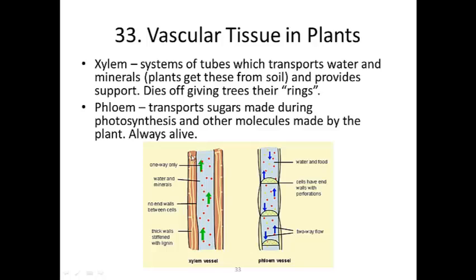So here's a xylem, and you see that in the xylem it is one way. We've got water and we've got minerals mixed in. There's no walls between the cells, and they are very thick and they are stiffened with lignin. So these are the structural support part of the tree. The phloem has these little components here, and it can have two-way flow. And we see that we have food, sugars, that sort of stuff being transported.